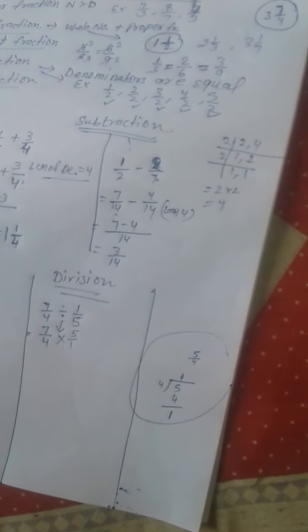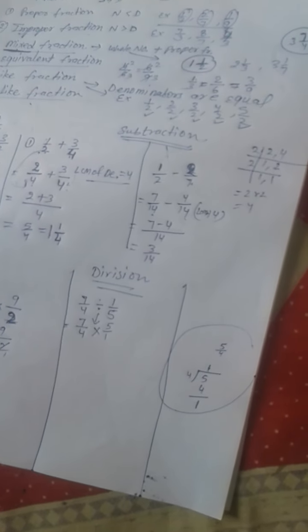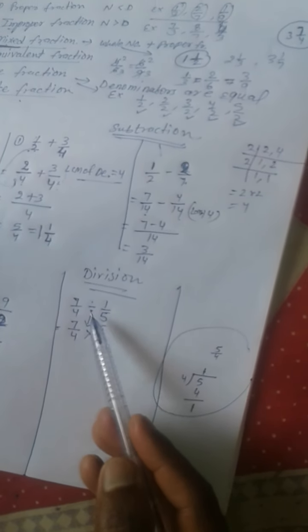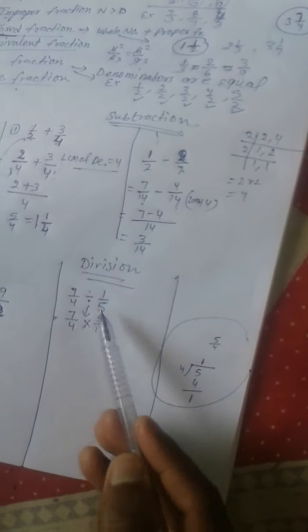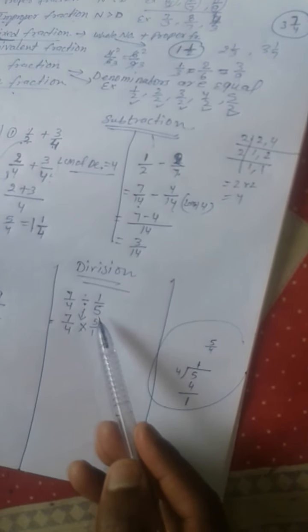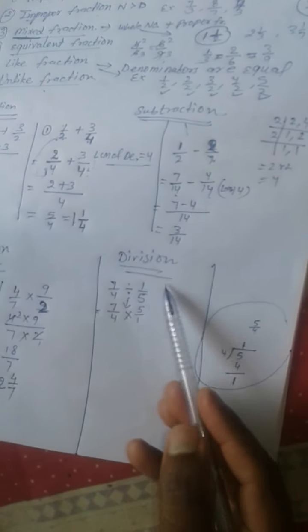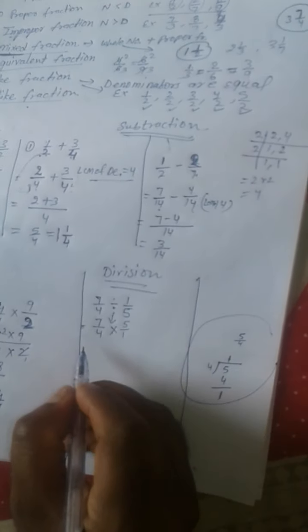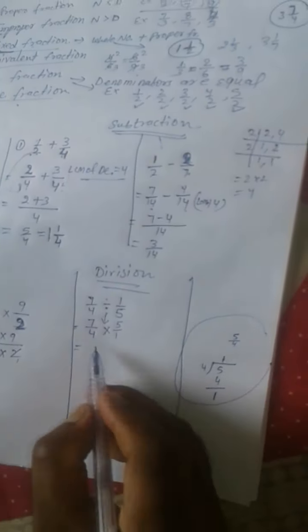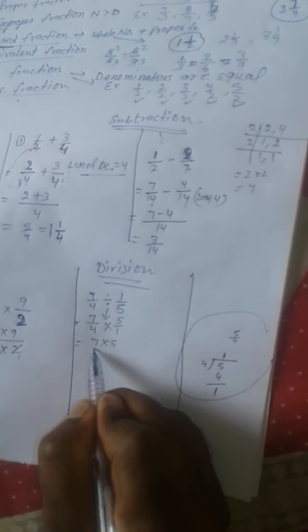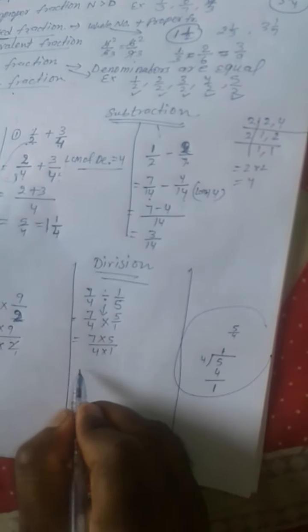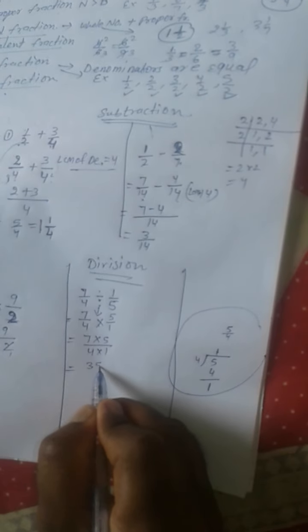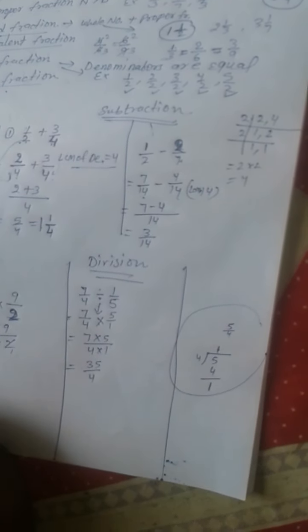If you are not understanding, you can understand it this way: in division we will convert the division sign into multiplication, and the next number we will convert to its reciprocal, meaning numerator and denominator will change places. Now the same procedure as multiplication, numerator multiplied with numerator and denominator with denominator. Seven 5s are 35 upon 4.